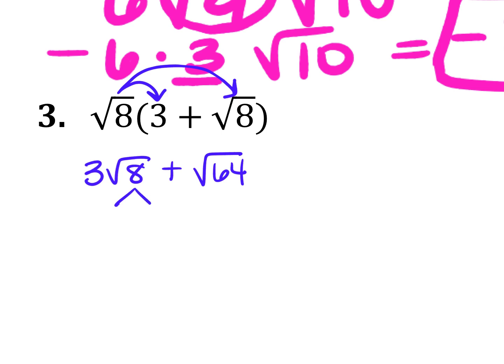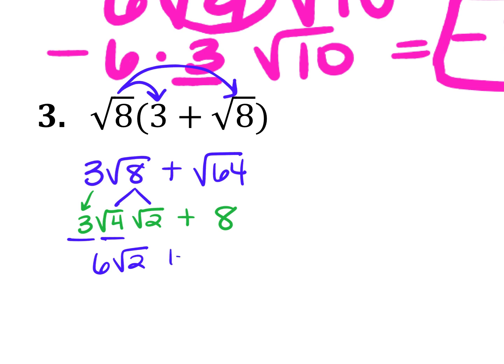The square root of 8 can be broken down to the square root of 4 and the square root of 2. And don't forget the 3. The square root of 64 is 8. So this is 3 times 2. So 6 times the square root of 2 plus 8. Okay, so if you can break down a radical, break it down.